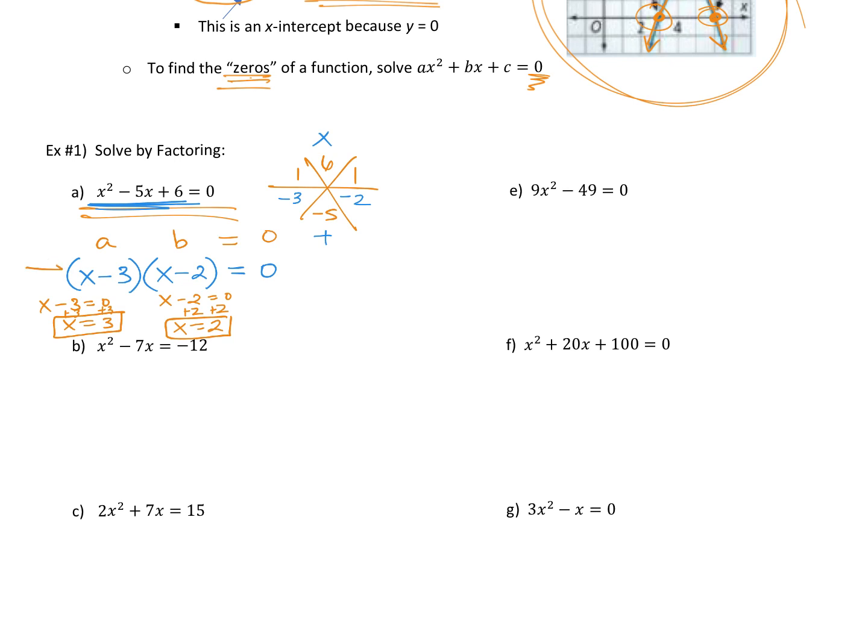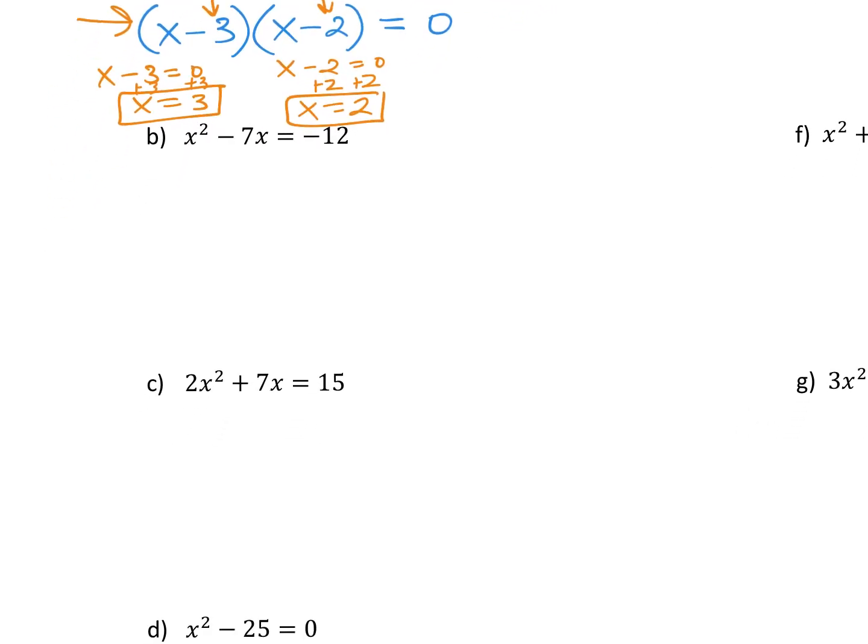Now notice, if there's nothing out in front of your x there, it's always just the opposite of what you have here, okay? So x equals 3, x equals 2, you're done. You set it equal to 0, and you're done. Okay, go to B. Now this one's a little bit different. Do you notice the difference on this one?